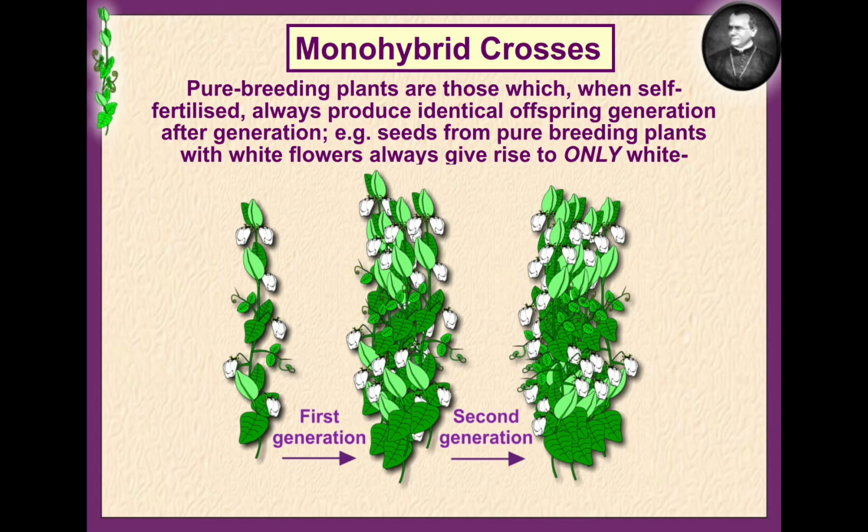Important features of his work were that he investigated a large number of plants. He investigated them one at a time, each trait one at a time. He started with true breeding plants, and he carefully controlled the population. Keep in mind that Mendel's results were published in 1866, so this is quite a long time ago. Pure breeding plants are those which, when self-fertilized, always produce identical offspring, generation after generation. For example, the seeds from pure breeding plants with white flowers will only produce white flowers.